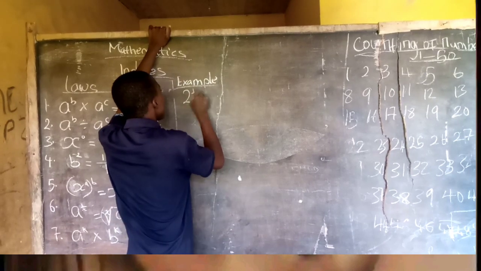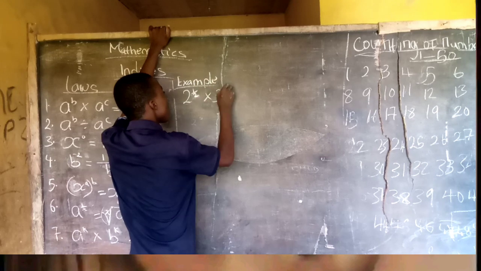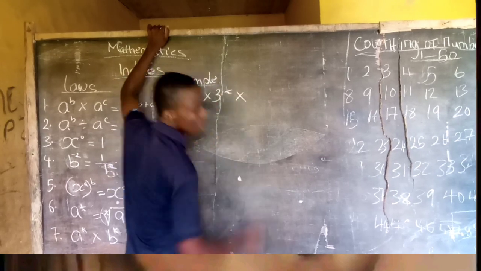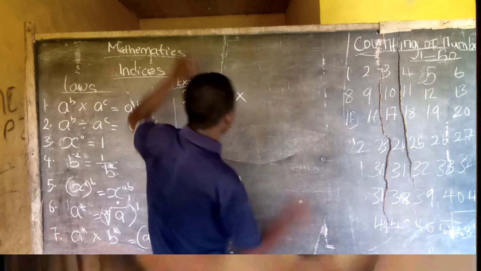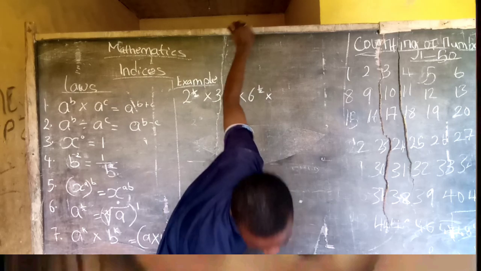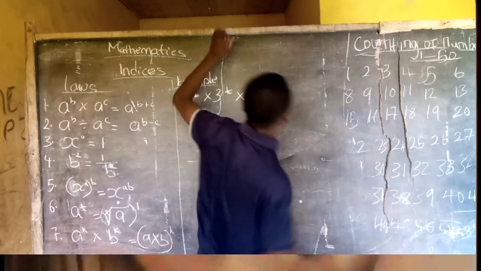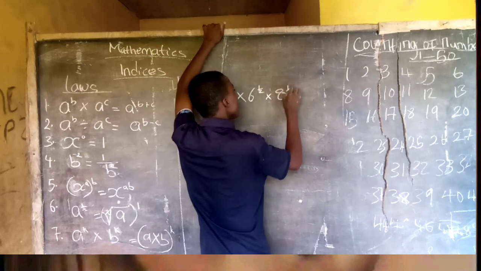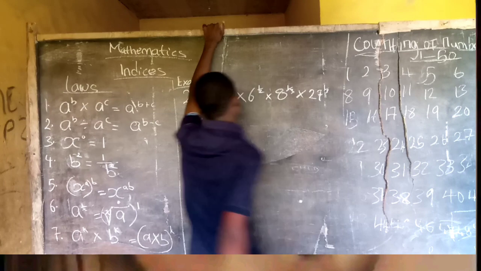2 to the power of half multiplied by 3 to the power of half, multiplied by 6 to the power of half, multiplied again by 8 to the power of 1/3 and 27 to the power of 1/3.